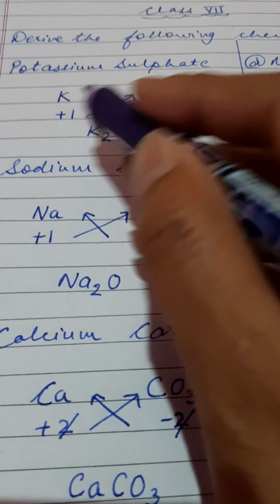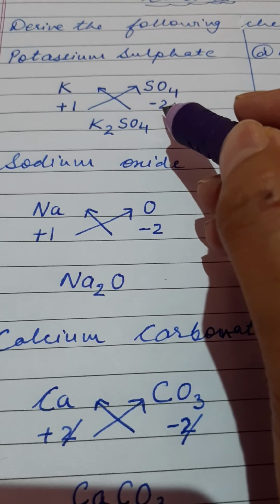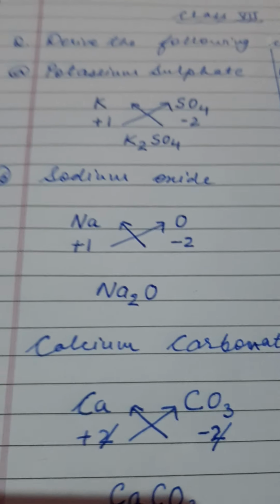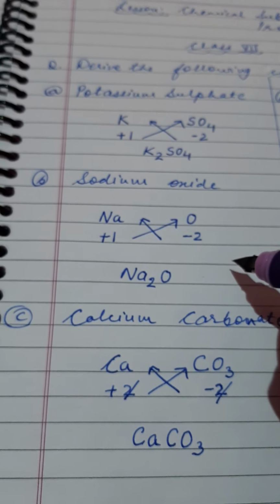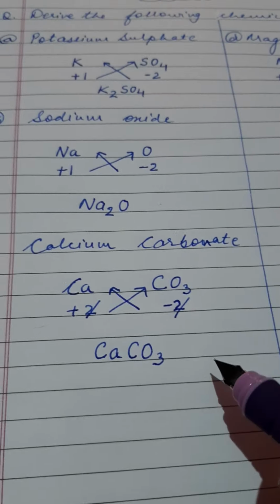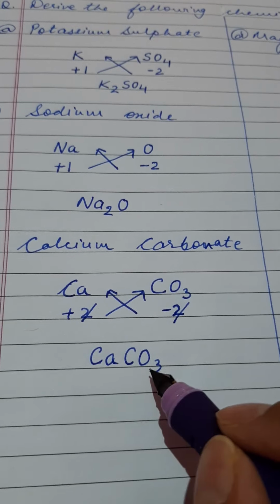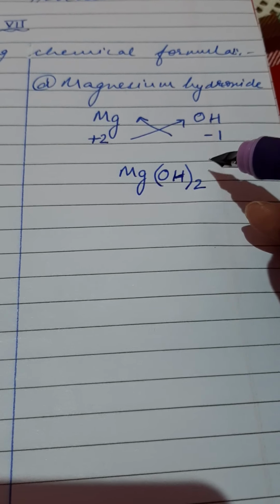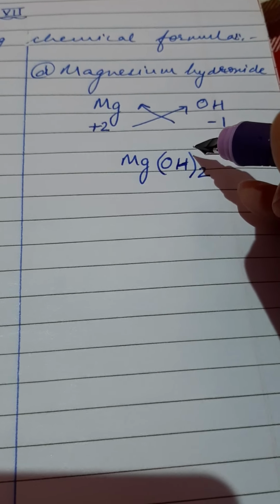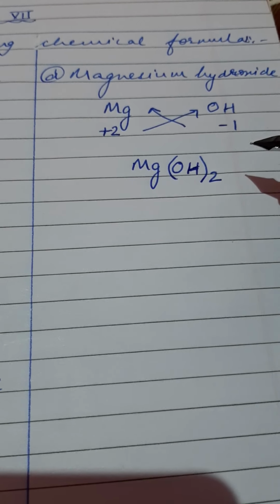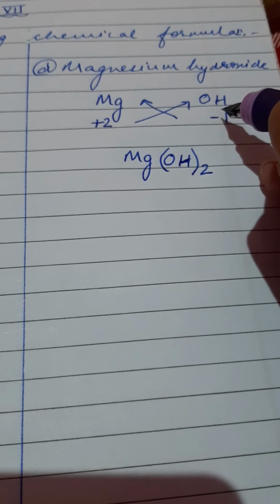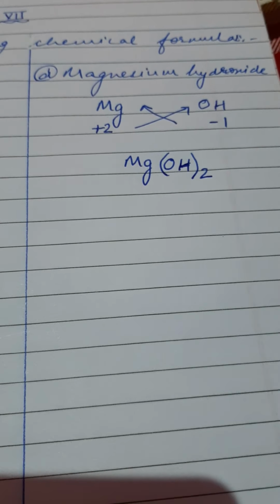Let us just revise it once more. Potassium sulfate: K multiplied by 2, sulfate multiplied by 1, so you get K2SO4. In this case it's similar: sodium oxide, Na2O. In this case, because they have similar charges, we were able to cancel them, so we get calcium carbonate, CaCO3. Then you get magnesium hydroxide, and here you have to see what is the new thing that has been introduced. You have to put a bracket around OH because the number which is being cross multiplied with hydroxide applies to both oxygen and hydrogen. So this is where you get magnesium hydroxide.